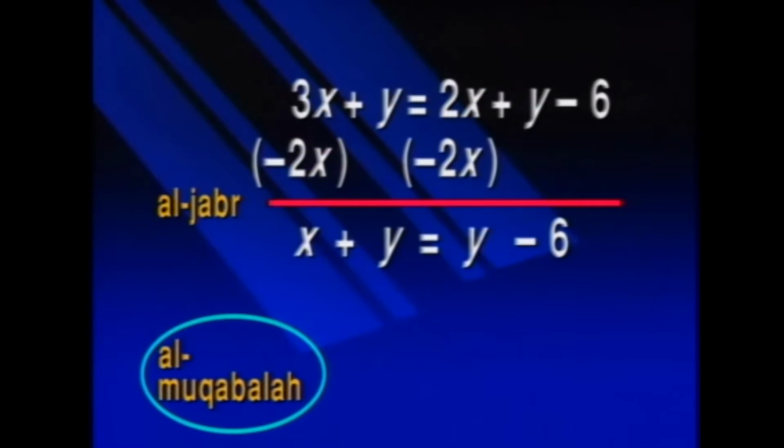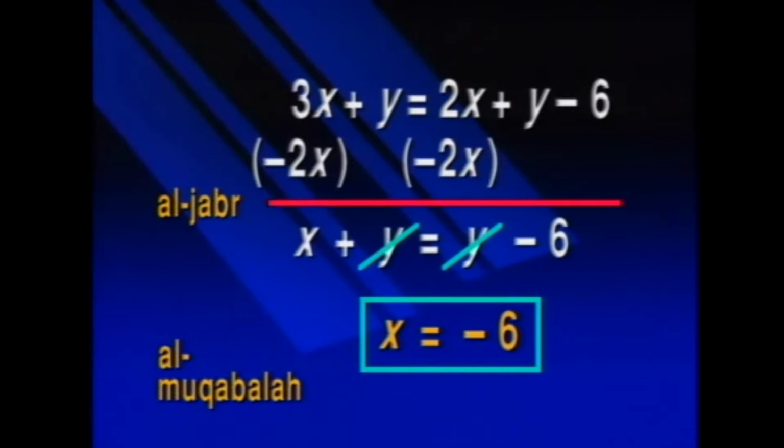Now, al-muqabala means if I have the same quantity on both sides, I can cancel it. I've got a y and a y. It's like taking the y off the balance. If I get rid of this y and I get rid of this y because they're the same terms, I get x equals -6. And I have solved the equation.